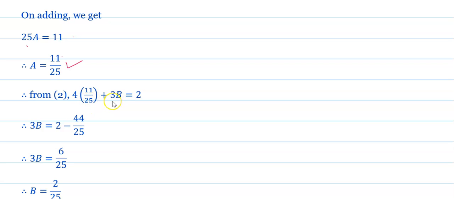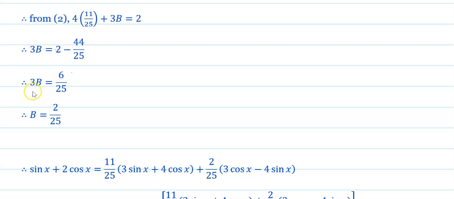After substituting the value, 4 into 11 upon 25, that is 44 upon 25. And hence 3b is equals to 2 minus 44 upon 25. And if we evaluate it, that is 25 into 2, 50. 50 minus 44, then you will get 6 upon 25. Next, again the value of b.